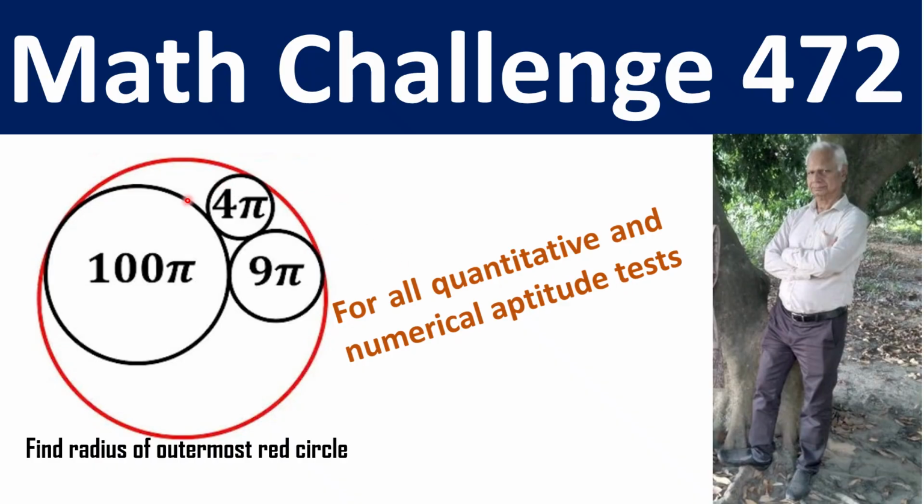The radii of the circles are given indirectly, the area is given. In fact, the areas of the circles are given, by which we can calculate the radius of each circle, and we have to find the outermost red circle radius. The areas of three inner circles are given, and we have to find the radius of the outermost red circle. Math Challenge 472.